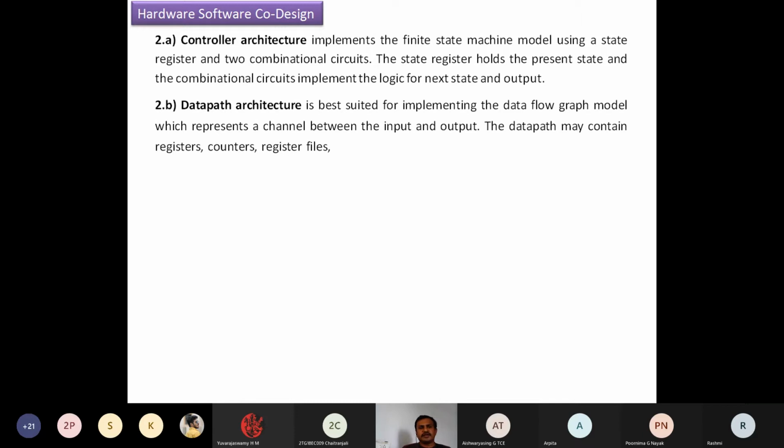Then we may choose the data path architectures, which is best suited for implementing the data flow graph model. The data flow graph model, which represents the channel between input and output. So here we are going to represent this data path architecture through the data flow graph model, which contains registers, counters, register files, memories, and ports with high-speed arithmetic units, ALUs.